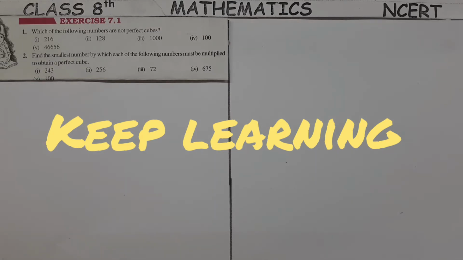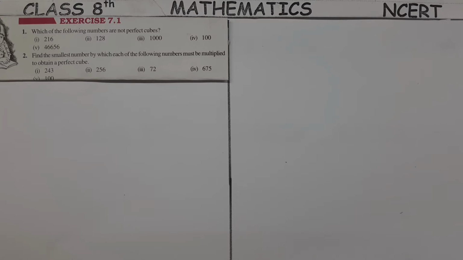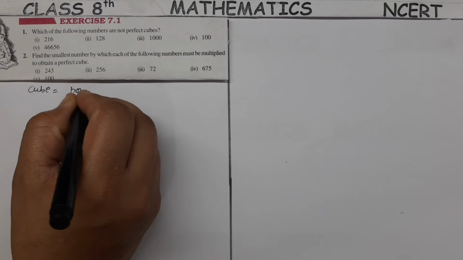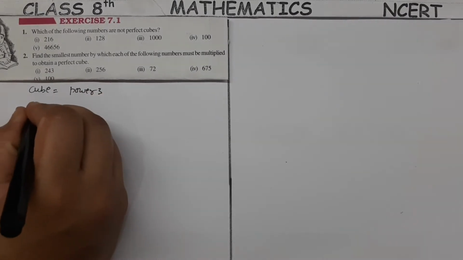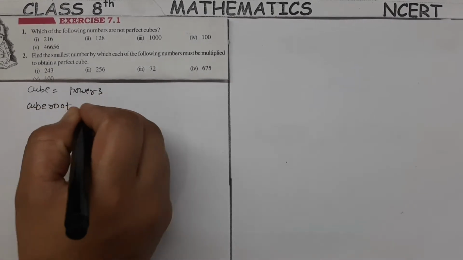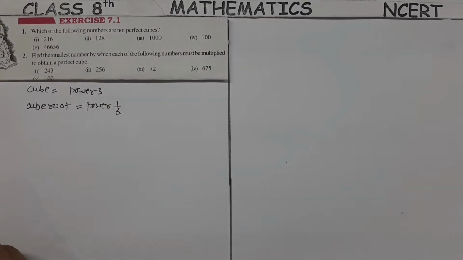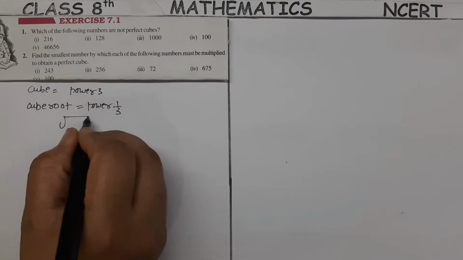Hello student, today we will start a new chapter, 7th: cube and cube root. Cube means power 3. Cube root means power 1 by 3. Symbol of cube root.